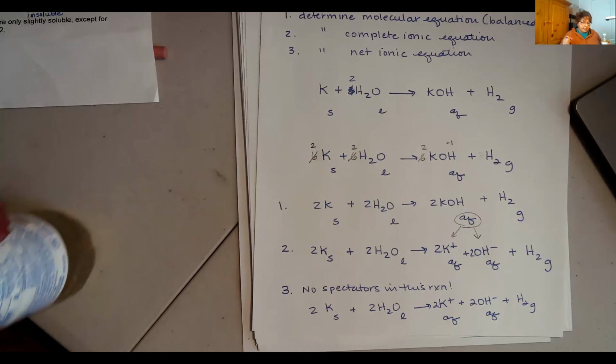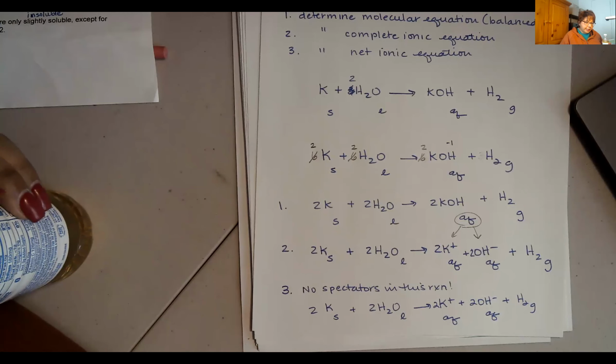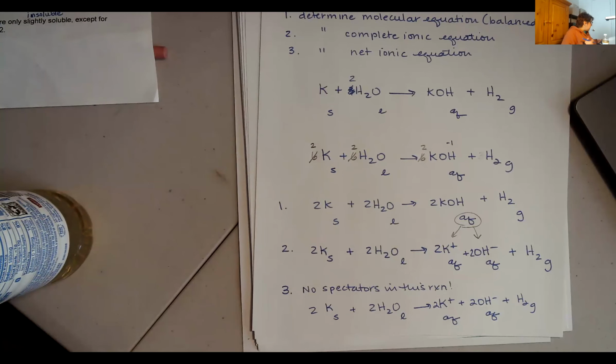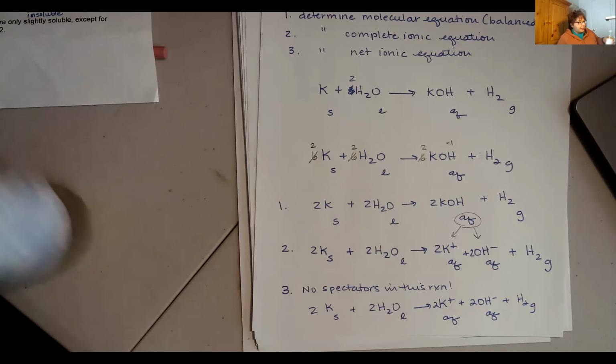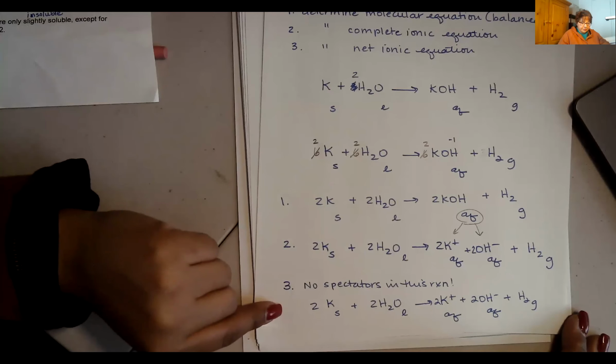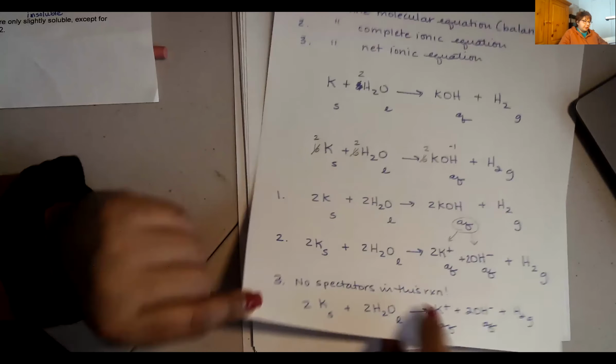So why did I take time to show you about molecular, complete ionic, and net ionic equations? The reason is because sometimes you can write out an equation and a reaction doesn't actually occur. I'll show you what I mean. Here's another example.